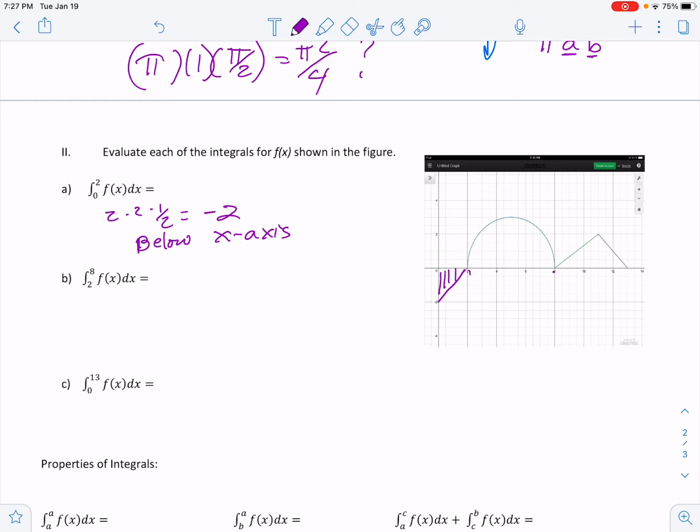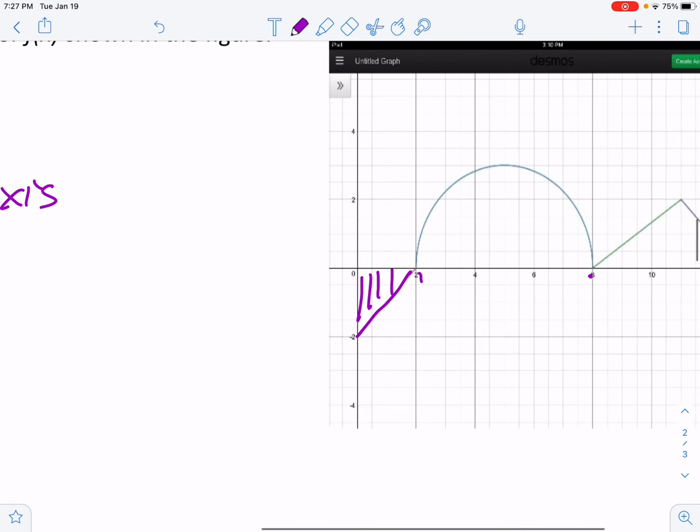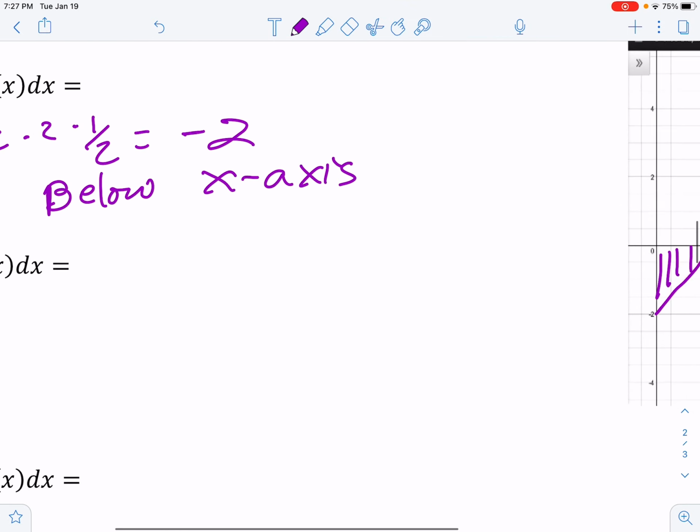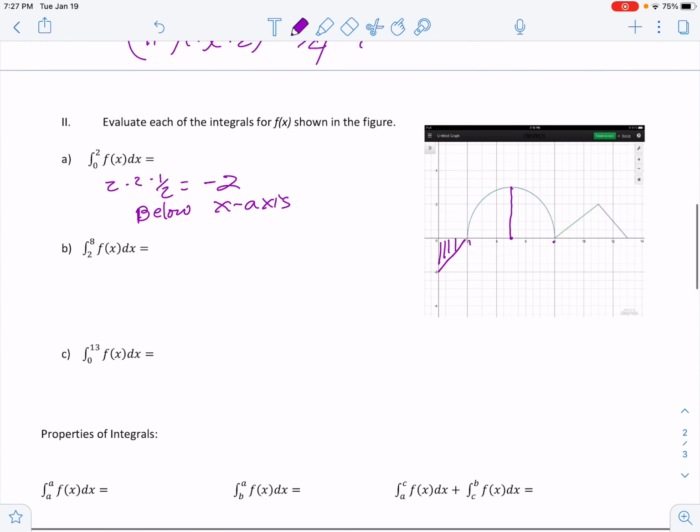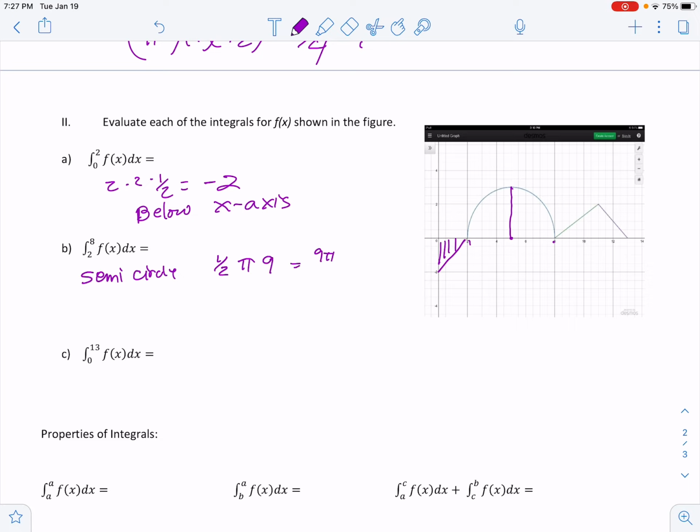Okay, if I go from 2 to 8, well, this is 2. What's that? 4, 6, 8. Is that 8? Yep. So what's my radius? Looks like it's 3. So the semicircle is 1/2 pi times 9. So 9 pi over 2. And then you're going to add 9 pi over 2 minus 2. And that's the best you can do.